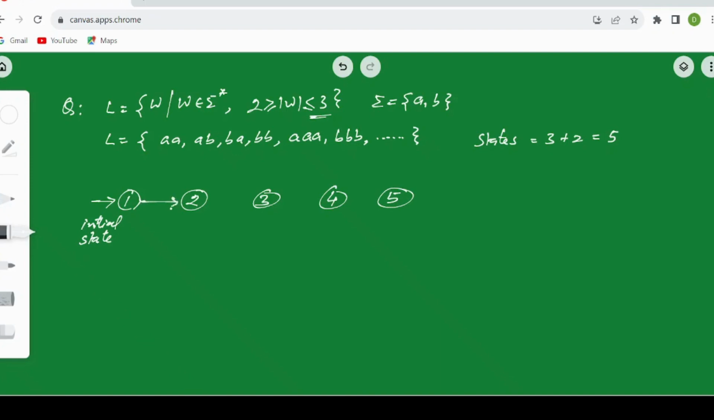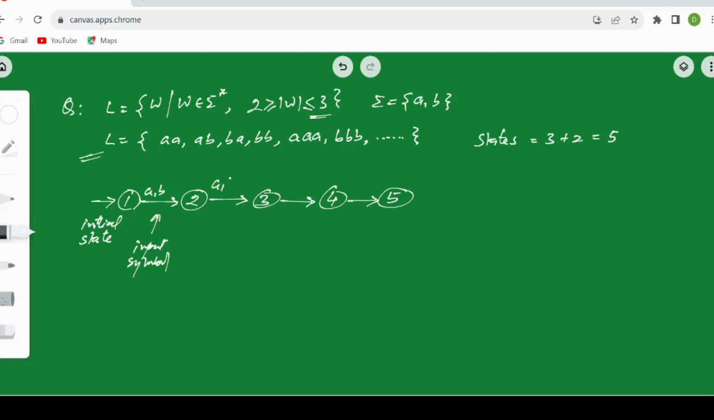And this arrow is representing the first input symbol. This is the second input symbol, third input symbol, and the fourth input symbol. According to the language, strings of length 1 are not accepted, therefore state number 2 will not be a final state. But here we can have both possibilities: the first input symbol can be A or B. State number 2 will not be a final state as the string of length 1 is not accepted.